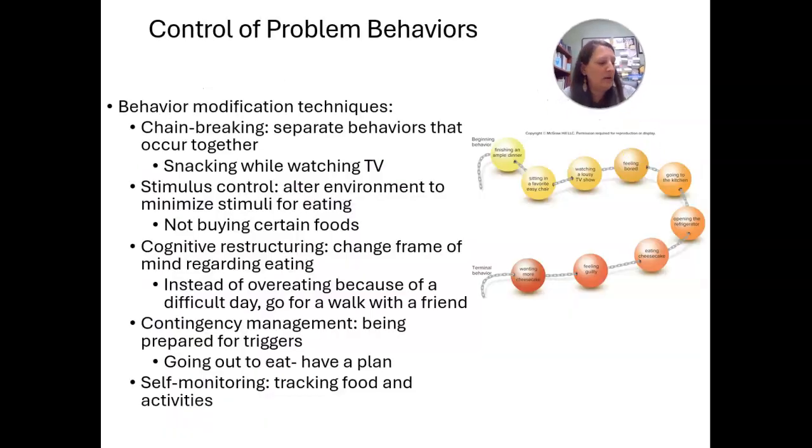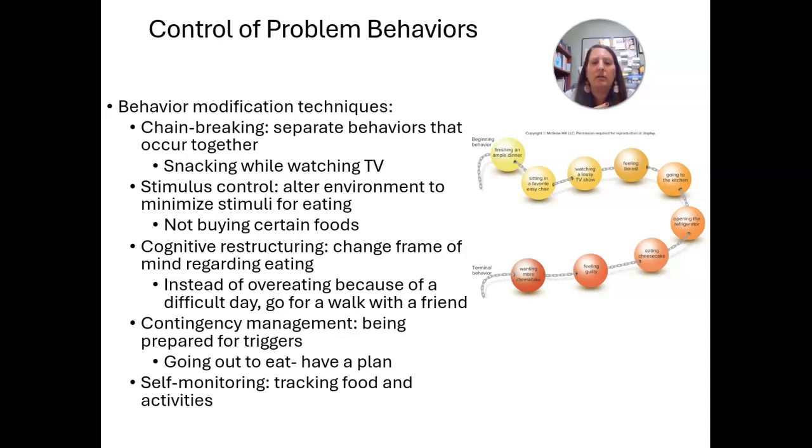And then lastly, here we go, behavior modification. So controlling problem behaviors or behavior modification techniques. The first one, which is actually shown here, chain breaking, right? So kind of separating out behaviors that occur together. And so I'm known for this, snacking while watching TV, right? Friday night movie means I'm having popcorn. And so those are kind of linked activities. If we can break those apart, you know, don't eat while you're watching TV, or while you're eating, don't have your phone in front of you watching your phone. If you can break those, you'll be more aware of what you're eating.